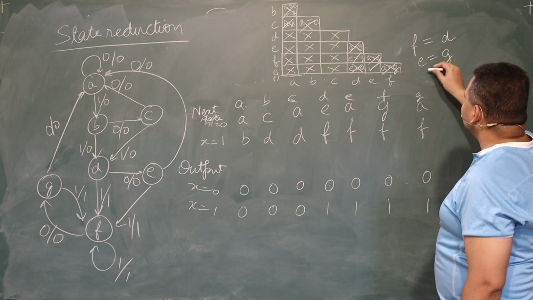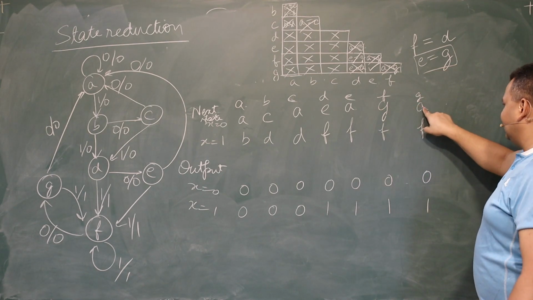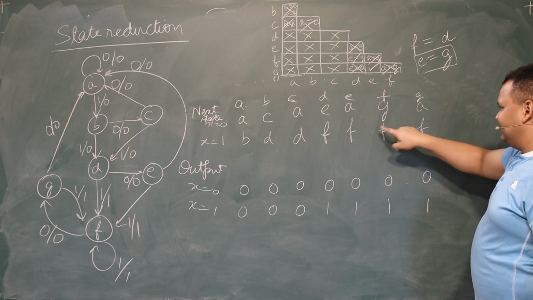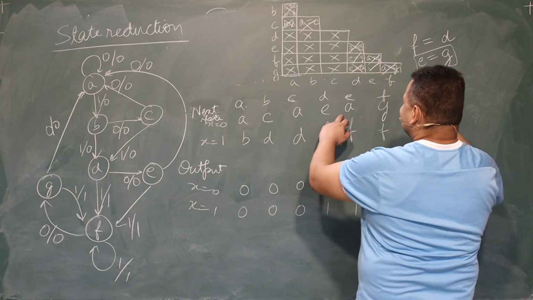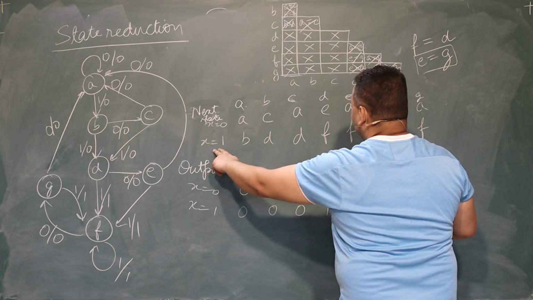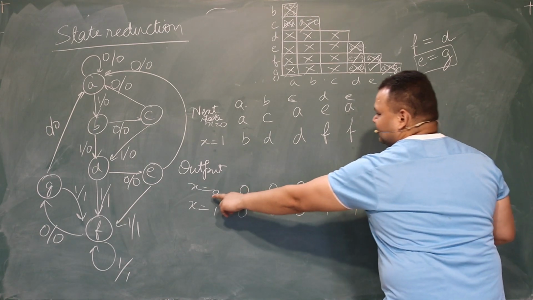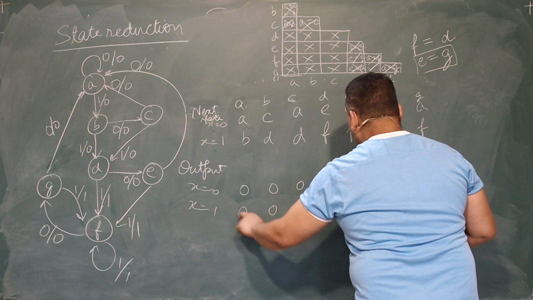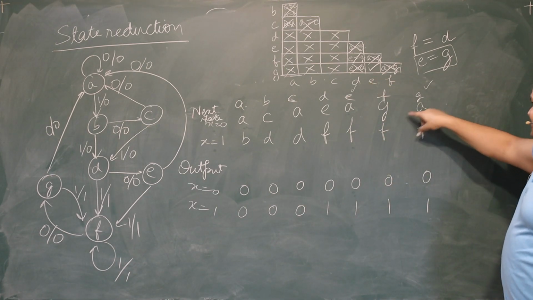This is very straightforward. E is equivalent to G is very straightforward. Why? Look at this. The next state for x equal to 0 is A for both. Next state for x equal to 1 is F for both. Obviously the outputs are the same. For x equal to 0, outputs are 0. For x equal to 1, output is 1. So E and G is very easy, straightforward.